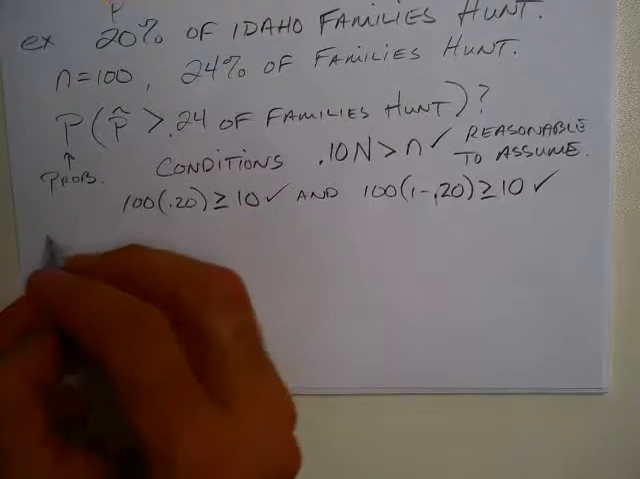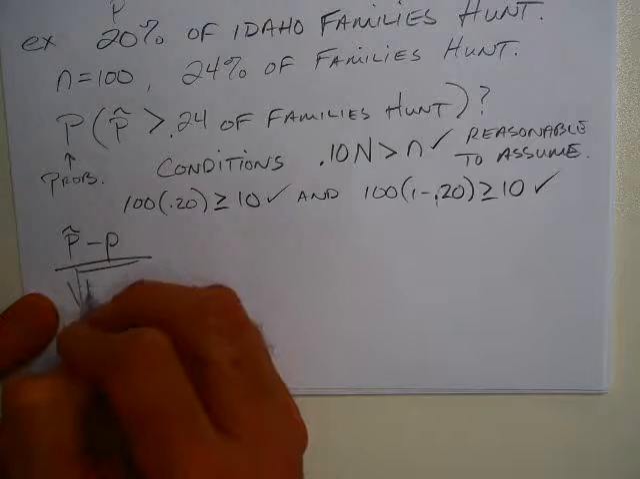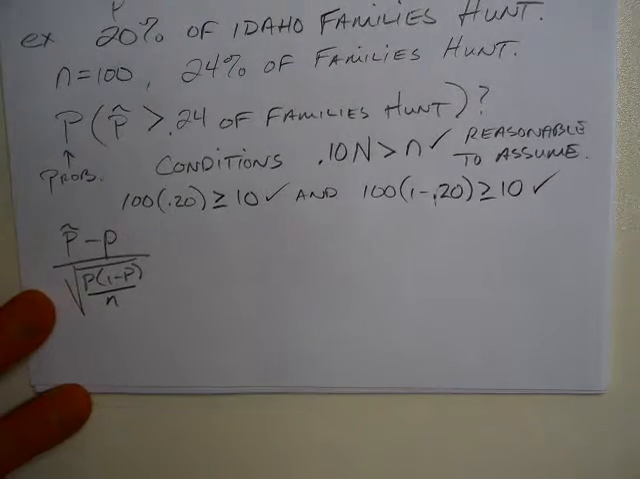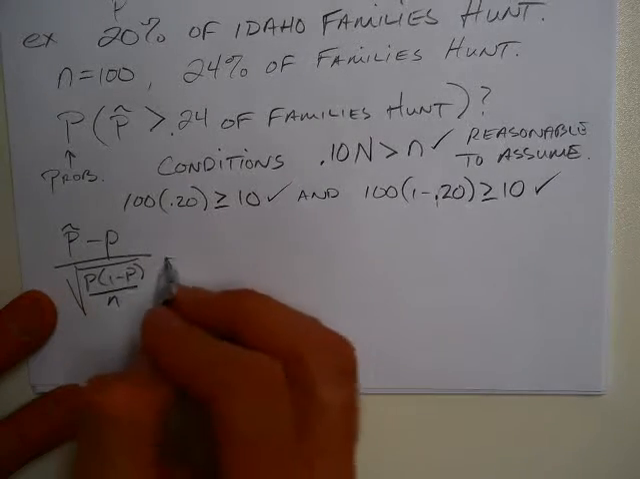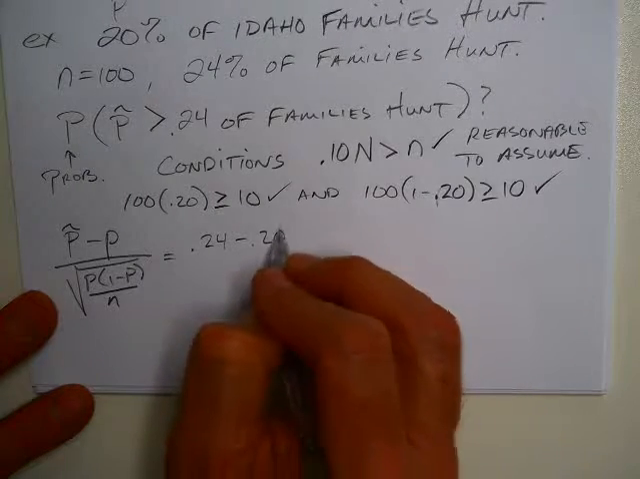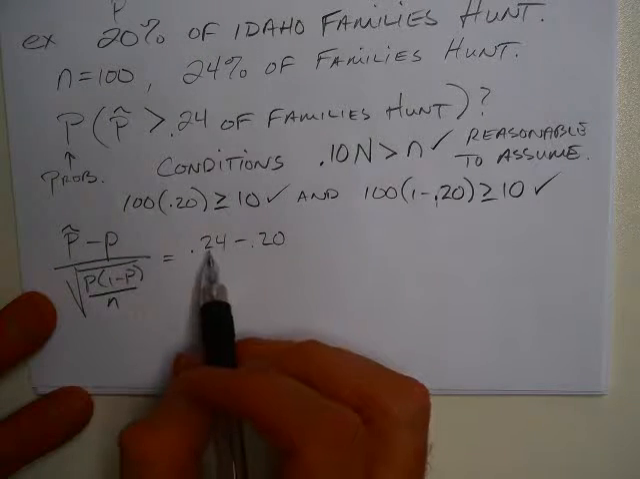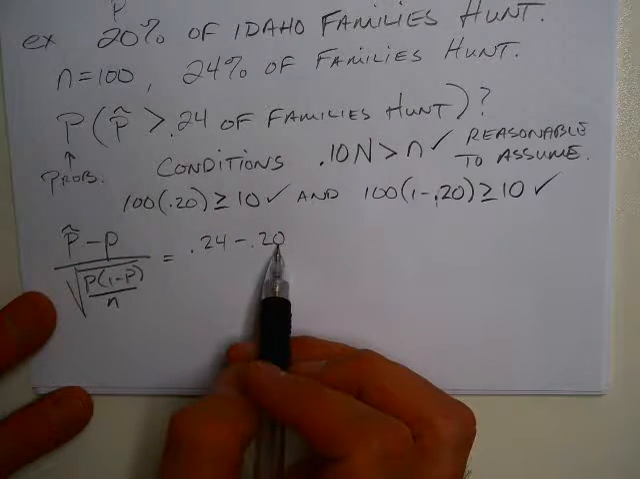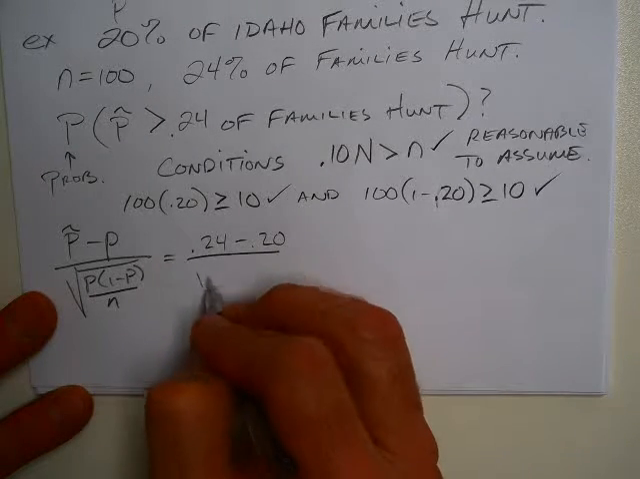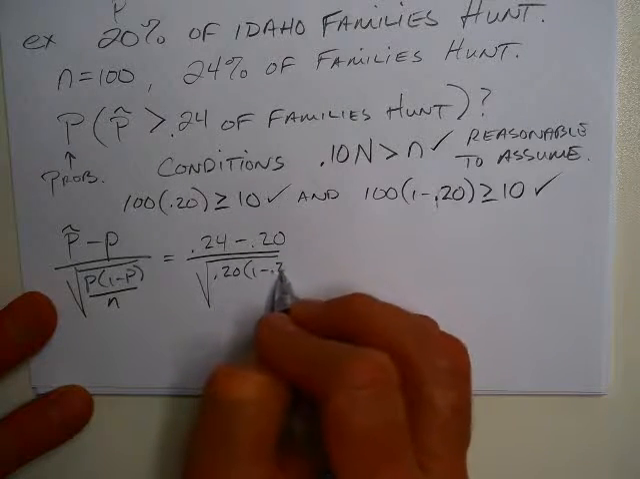So our calculation is going to be p hat minus p over the square root of p times 1 minus p all over n. So this is going to be 0.24 minus 0.20 or 0.2. So the sample minus the population or the claim, divided by the square root of the claim.